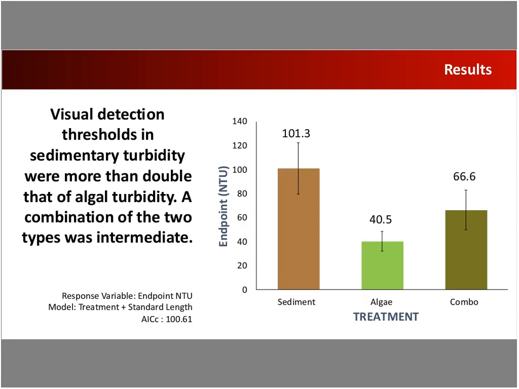Taking each individual endpoint and combining them according to the treatment type, we found that visual detection thresholds in sediment turbidity were more than double that of algal turbidity. A combination of the two was intermediate again. As you can see on the slide, the average endpoint in the sediment trials was 101.3 NTU, for combo 66.6, and for algal 40.5.